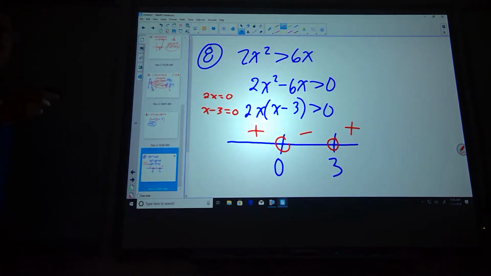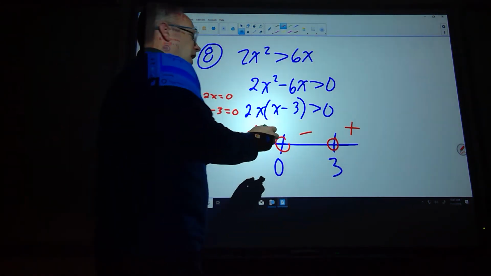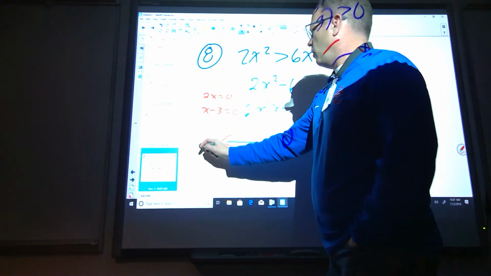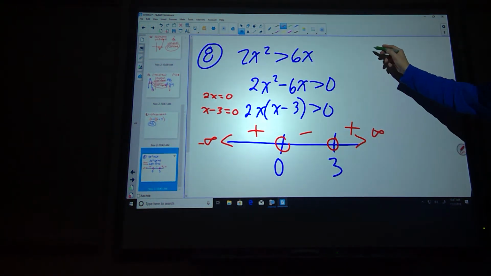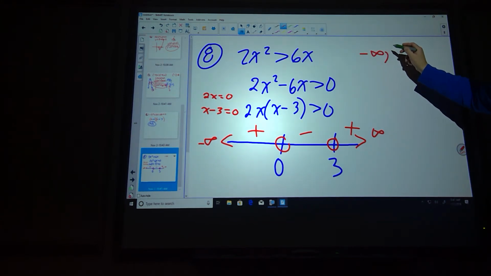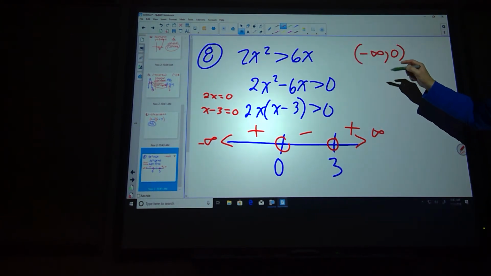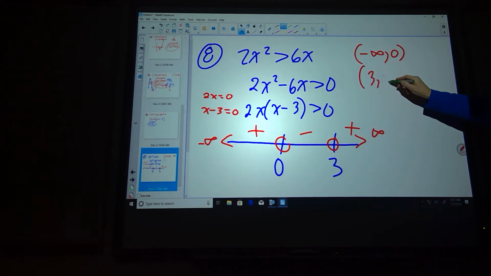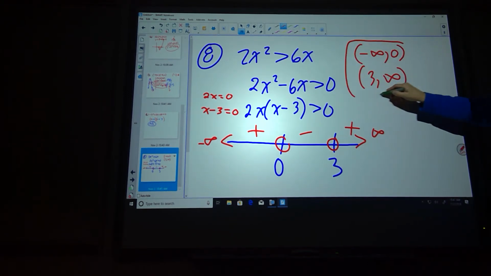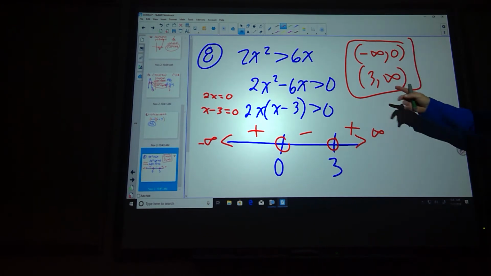We want values that are greater than 0. So the thing I forgot to show you, this is going out to negative infinity, this is going out to infinity. So I want positive values. So from negative infinity to 0, rounded brackets on both because I don't equal it, and then from 3 to infinity. So that's the interval notation. That's where I'd like you to get to. Show on the sign line, interval notation. Good to go.